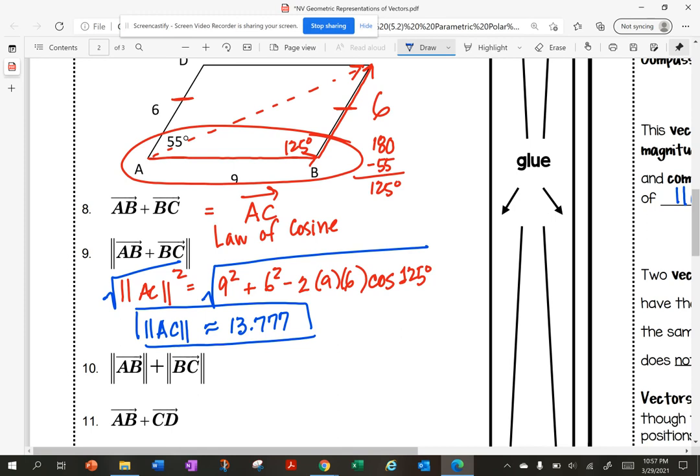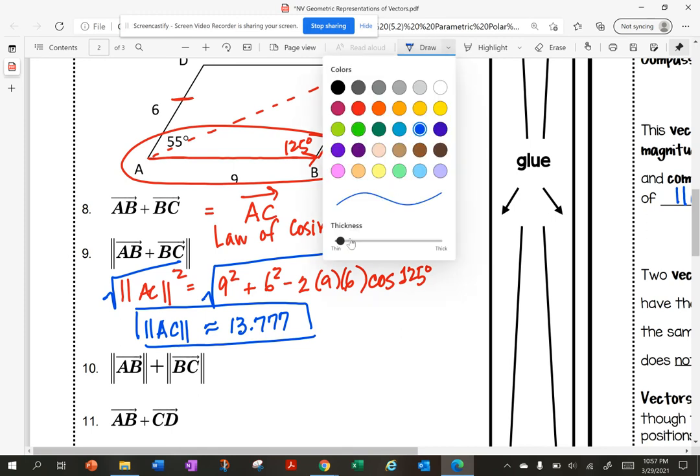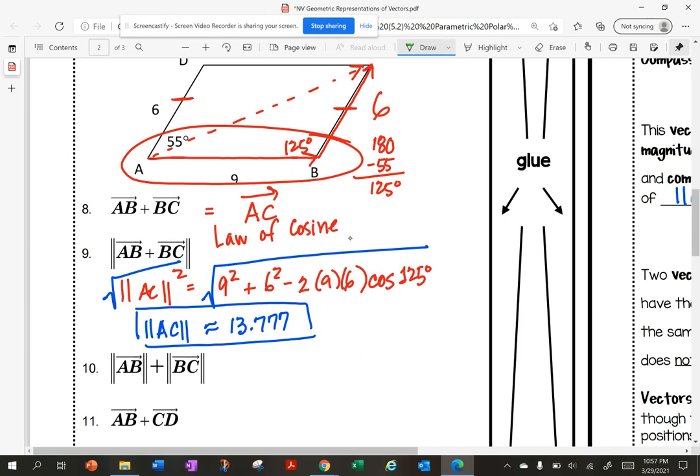What about the magnitude of AB plus the magnitude of BC? The magnitude of AB we said is 9, plus the magnitude of BC we said is 6. So the magnitude is going to be 9 plus 6, which is 15. Even though they're not in a line, this is how we add them, because we're putting them from tip to tail.